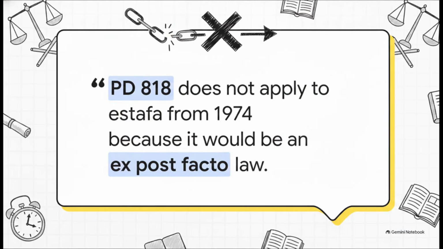A really classic example of this safeguard in action is the case of People vs. Villaraza, which dealt with bouncing checks. The Supreme Court put its foot down and ruled that the state couldn't apply newly increased penalties from a presidential decree to a crime of estafa that happened before the decree was even a thing. Doing that would flat out violate the ban on ex post facto laws.